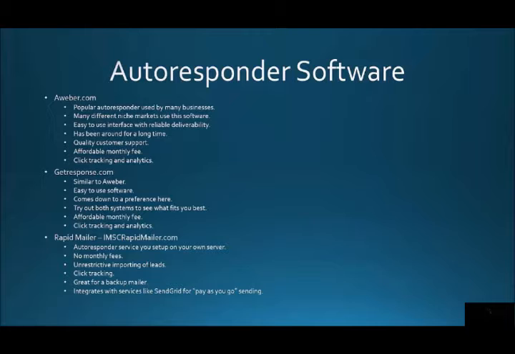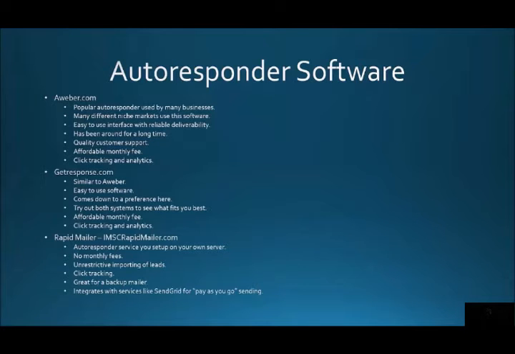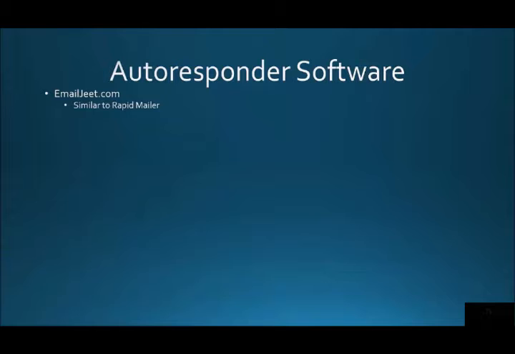Now the one thing to keep in mind though is it does add up. Whereas Aweber and GetResponse just charge you a flat monthly fee, these other sources like SendGrid will charge you per email. So you do want to monitor it and make sure it's getting a good return for you. But RapidMailer is a good autoresponder software that you don't need to set up.